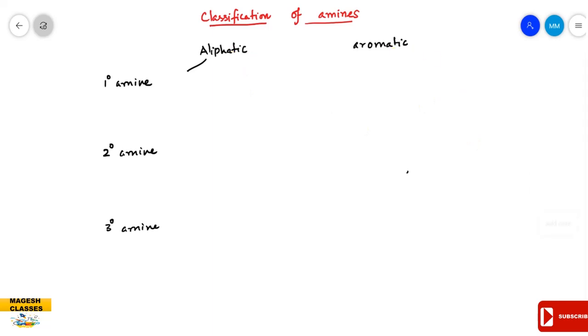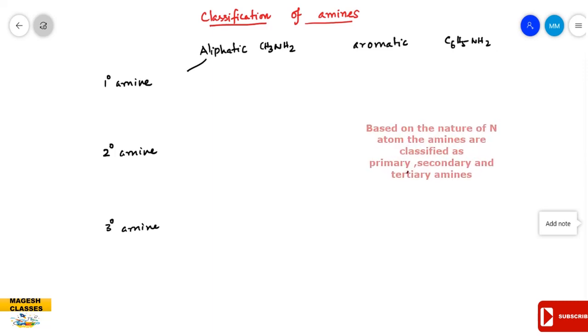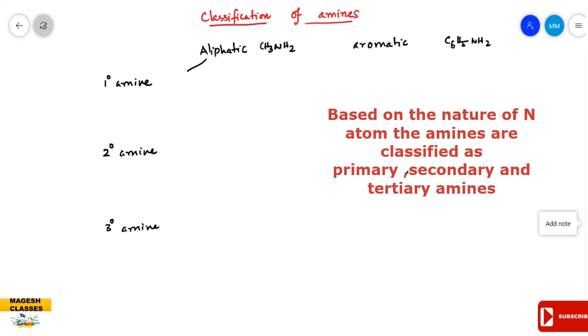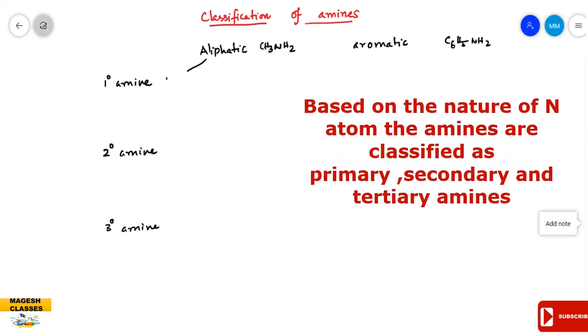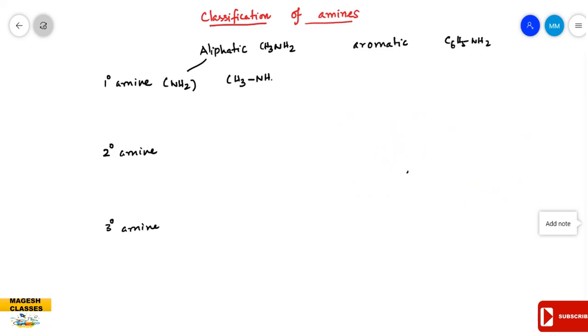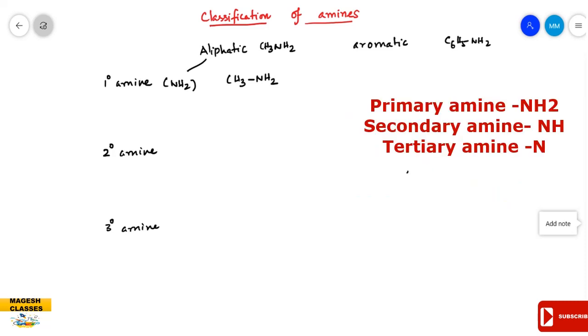For example, if CH3NH2 is present, it is aliphatic. If the aryl group is present, it is called aromatic. Again, based on the nature of the nitrogen atom, the amines are classified into primary amine, secondary amine, and tertiary amine. So what is primary amine? In primary amine, the characteristic group is NH2. That is, in ammonia, one hydrogen atom is replaced and one alkyl group is substituted.